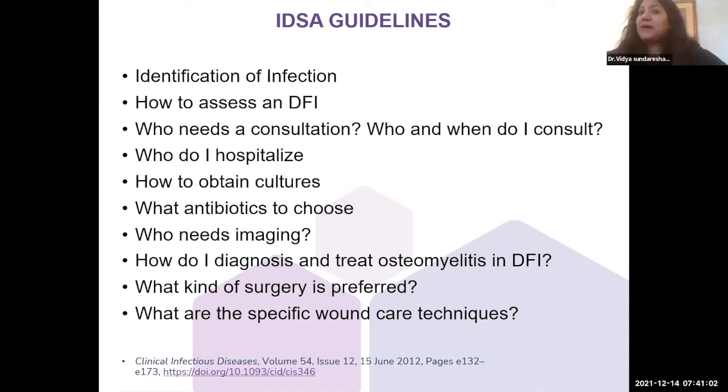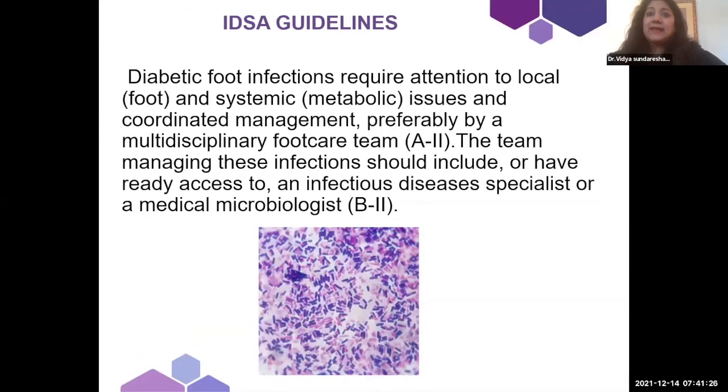So what they talk about is identification of infections. How do you assess these? Who needs a consultation? And who do I hospitalize when I find patients with diabetic foot infections? How do you obtain cultures? What antibiotics to choose? Who needs imaging? How do I diagnose osteomyelitis? And what kind of surgeries are preferred for these patients, and any specific wound care techniques.